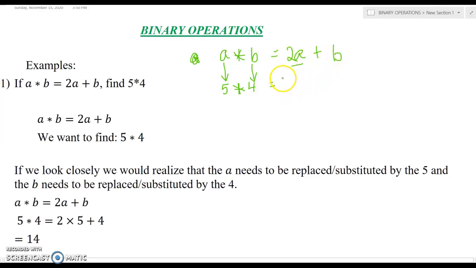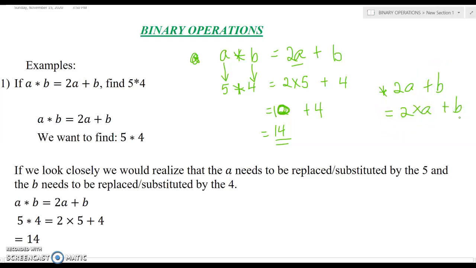So remember now 2a is the same as 2 times a, right? Which will be here in this case 2 times 5 plus b, which is now 4. So we will get 10 plus 4, which is equal to 14. Again, you must remember that 2a plus b is the same as 2 times a plus b.